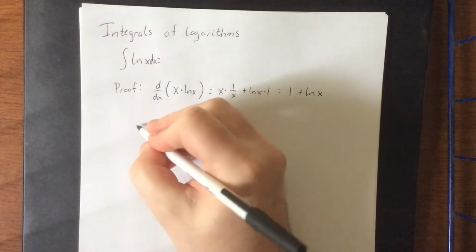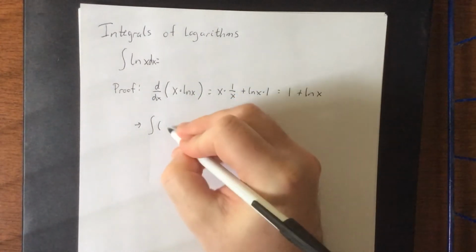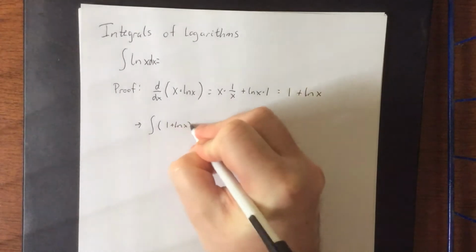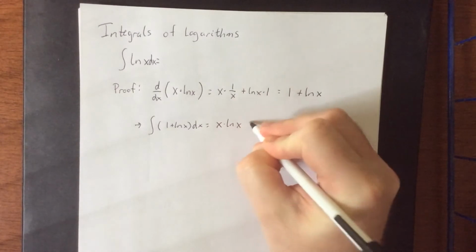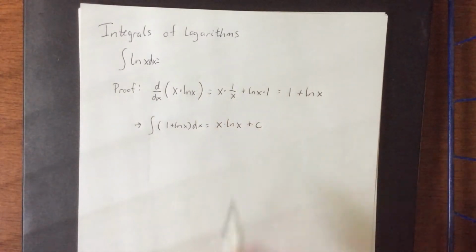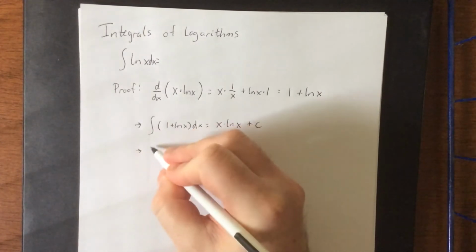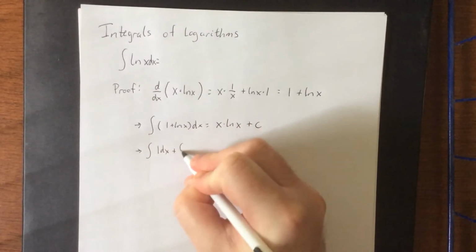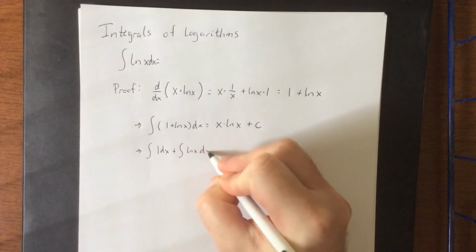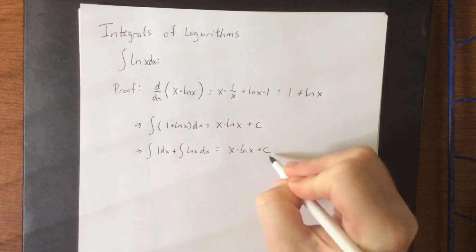Now, by the exact same logic, that also means that if I were to integrate 1 plus the natural log of x dx, that would be equal to x times the natural log of x plus a constant, just through the use of the definition of an antiderivative. However, on the left-hand side, because we have two terms that are added together, I can split this into the integral of 1 dx plus the integral of the natural log of x dx, still equal to x times the natural log of x plus a constant.